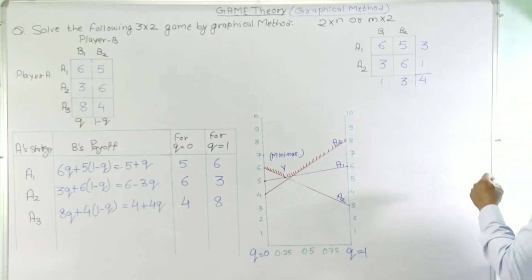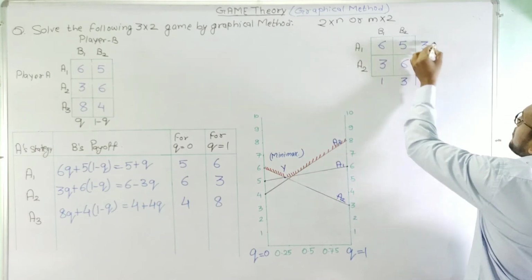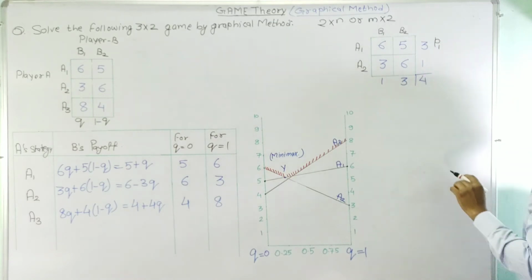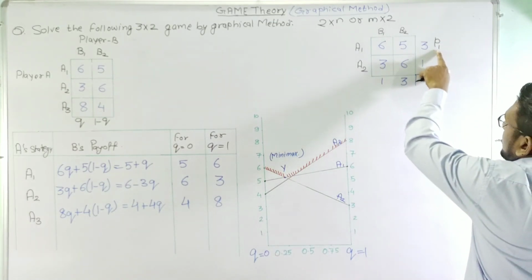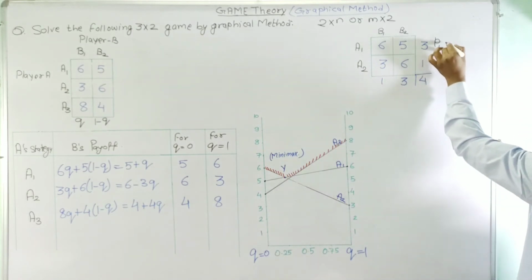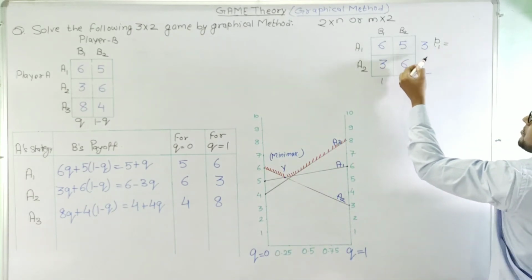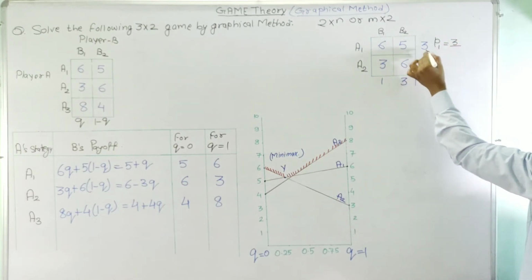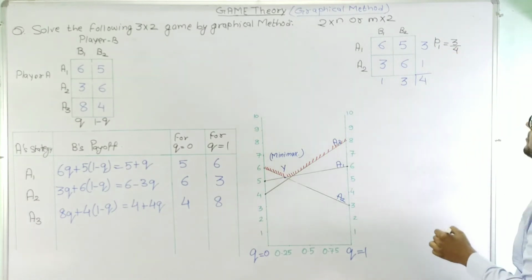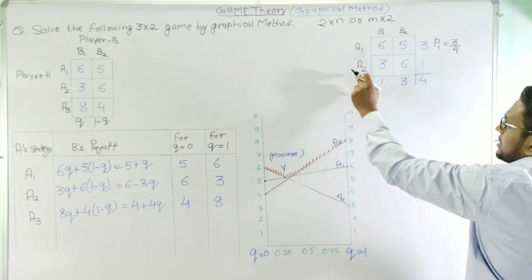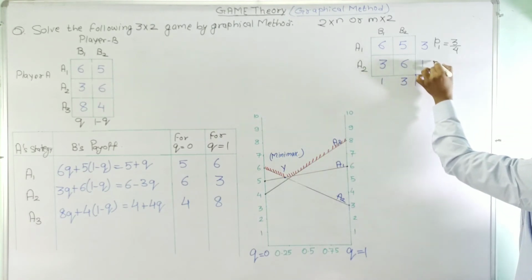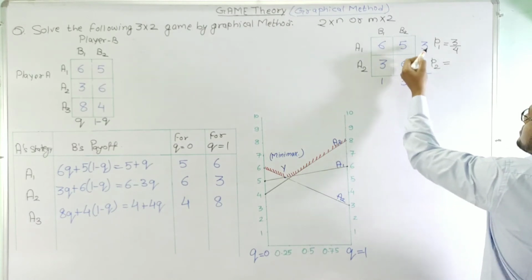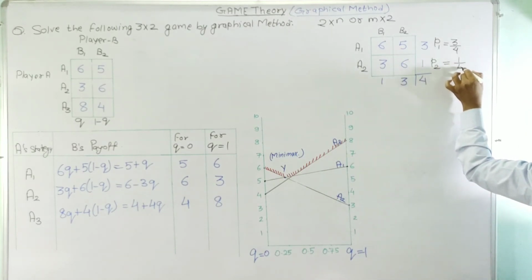So we can see here that player A will play strategy A1 P1% of time. So the probability of player A playing strategy A1 is P1, and this is given by 3 divided by 3 plus 1. 3 divided by 3 plus 1 is 4, so this is 3 by 4. And player A playing strategy A2 can be given as probability P2, which is equal to 1 divided by 1 plus 3. So this is 1 by 4.